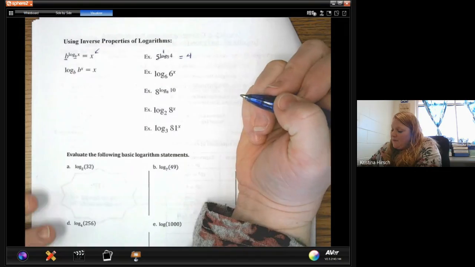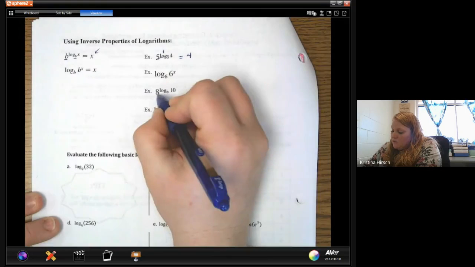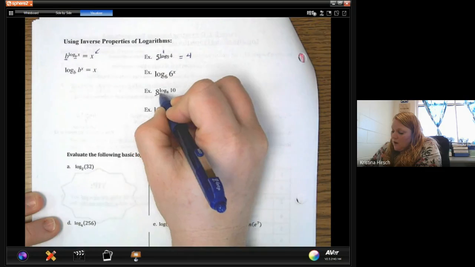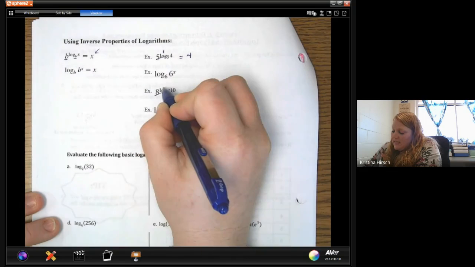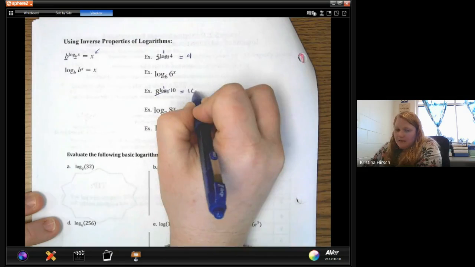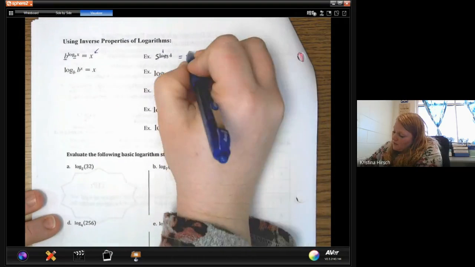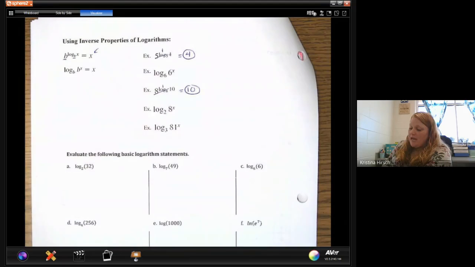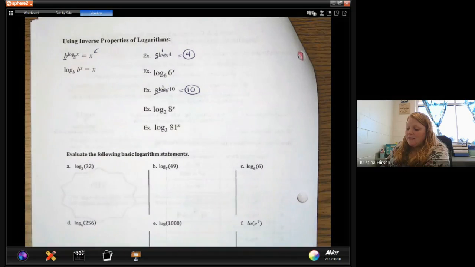So another example would be the third one, 8 raised to the log base 8. Well, it's an exponent, so guess what? 8 raised to the log base 8 is technically 1. 1 times 10 is 10, okay? So that's how you're working that, all right? So that's that property. But again, it has to be the same.